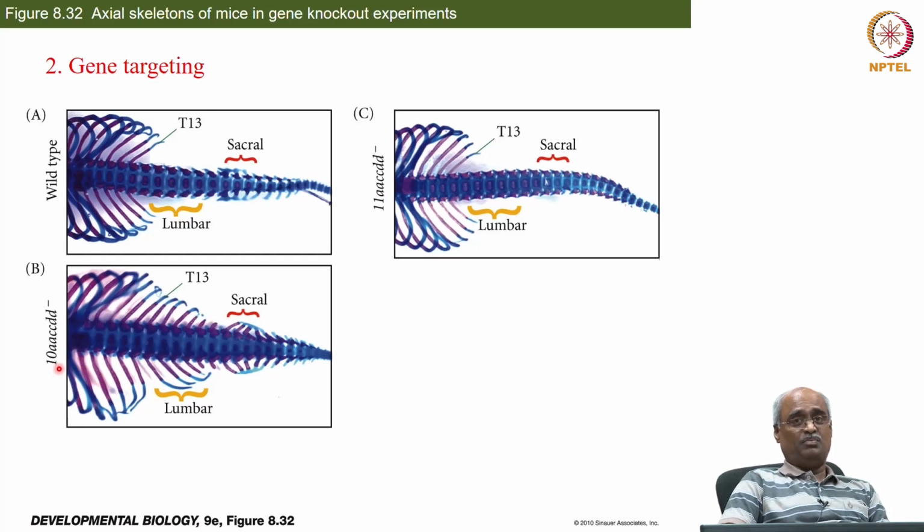Here you have 4 copies, and therefore all 4 need to be knocked out to get a phenotype. Otherwise they are redundant among themselves and they will lead to normal development. So when Hox10, the A, C, D paralogs, all are deleted, the 2 alleles of A, 2 alleles of C, 2 alleles of D.